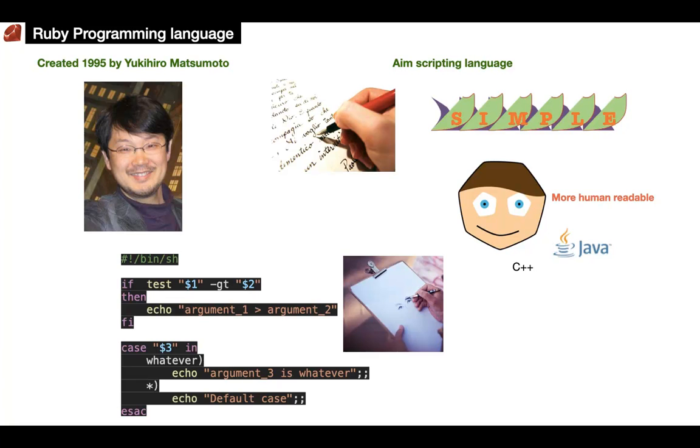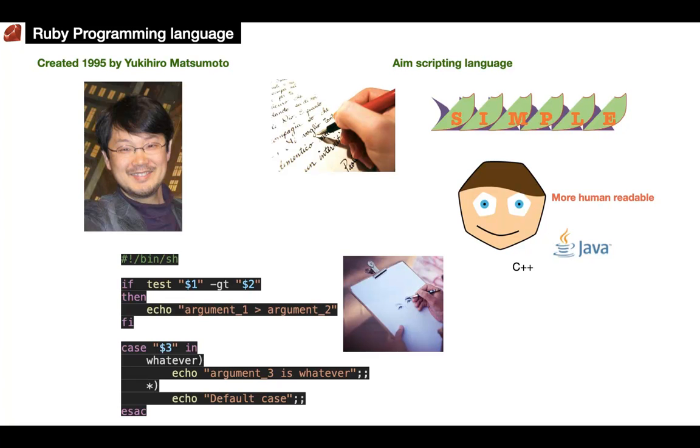To illustrate this using an example, we have here some code which is written using the shell scripting language, and the code is actually quite readable and easy to understand. The first block of code is testing if the first command line argument is greater than the second command line argument. If so, then it will print that the first command line argument is larger than the second one.